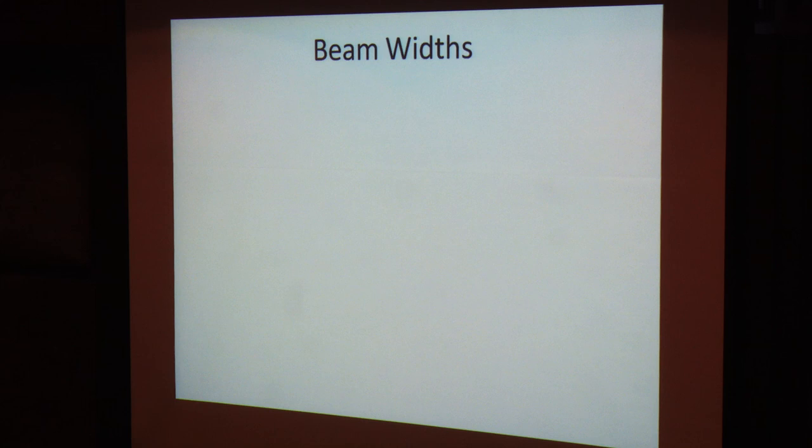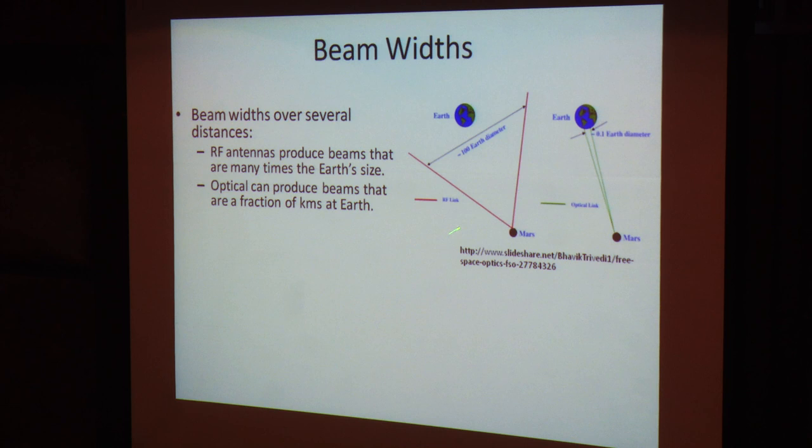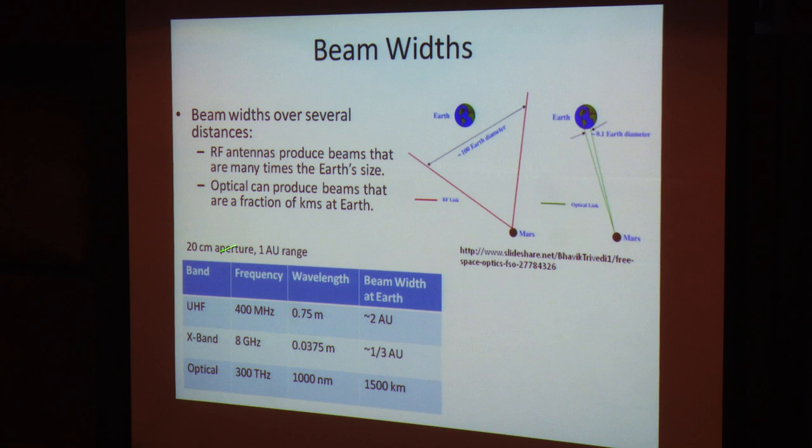So a little bit more about beam widths. Just on planetary distance scales, just exactly how wide do these beams get, to give you an idea. So we know that in the RF domain, the beams that reach Earth are actually hundreds of times the size of Earth's diameter, whereas in optical, we can actually have them be just a fraction of the Earth's diameter. So let's take a look at a concrete example. Using a 20-centimeter aperture from a 1 AU range, which is the Sun-Earth distance, in a band called ultra-high frequency, 400 megahertz, this beam reaching Earth is actually twice the Sun-Earth distance.